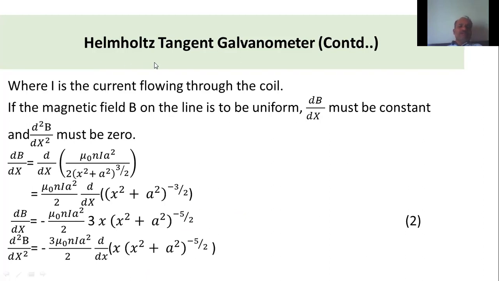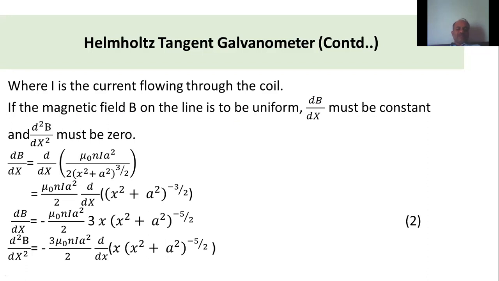So here I is the current flowing through both the coils, and if the magnetic field on the line is to be uniform, then dB/dx must be constant. That means the variation of magnetic field with respect to the distance along the axis of the coils must be constant, and d²B/dx² must be 0. So we are differentiating the field equation of a circular coil.